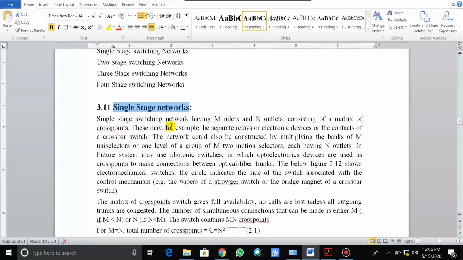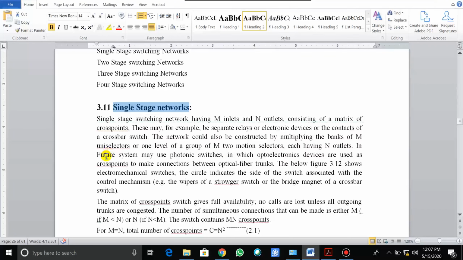In a single stage switching network, having M inlets and N outlets, that is N number of inlets, which are inputs, and N number of outlets, which are outputs, consisting of a matrix. It will be in matrix form, that is rows and columns, which are called cross points. For example, a separate relay of electronic devices or the contacts of a crossbar switch, and the network could be constructed by M uniselectors or one level of group, that is M motion selectors, each having N outlets.